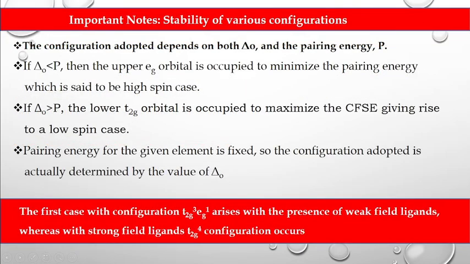Now if delta naught is less than P, the pairing energy, then the upper eg orbital is occupied to minimize the pairing energy, and it is a high spin case. If delta naught is greater than the pairing energy, then the t2g orbital will be occupied, and it gives a low spin complex. The pairing energy for a particular element is fixed, and therefore the configuration depends only on the value of delta naught.